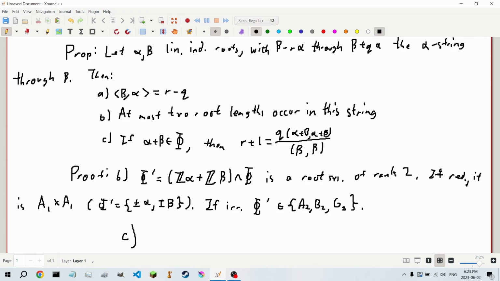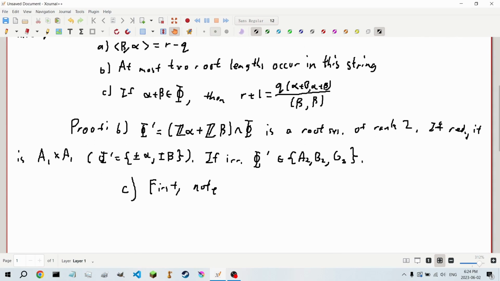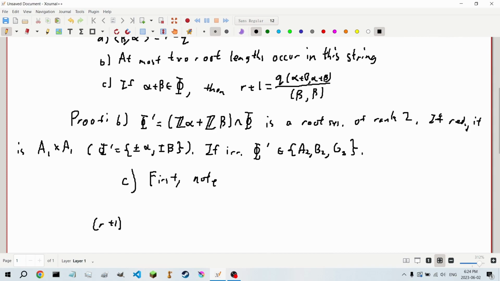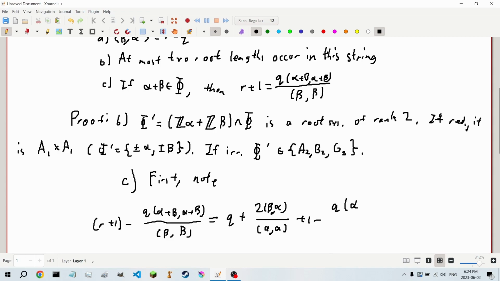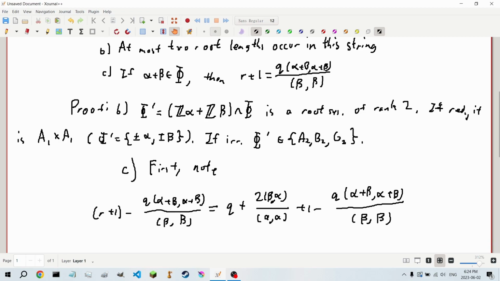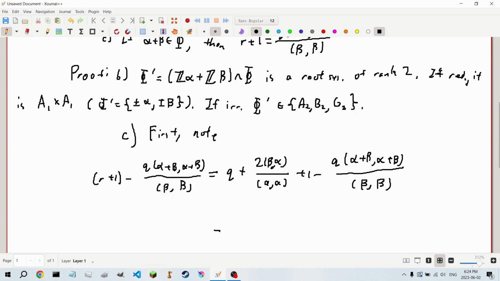So first we note, I'm going to write this on a new line because it's long, that r plus 1 minus q times the inner product of alpha plus beta with beta over beta with beta, we want this to be 0. This is actually q plus 2 of beta with alpha over alpha with alpha plus 1 minus q of alpha plus beta over beta squared, so we're over beta with itself, so we're essentially just expanding out that r as you would.